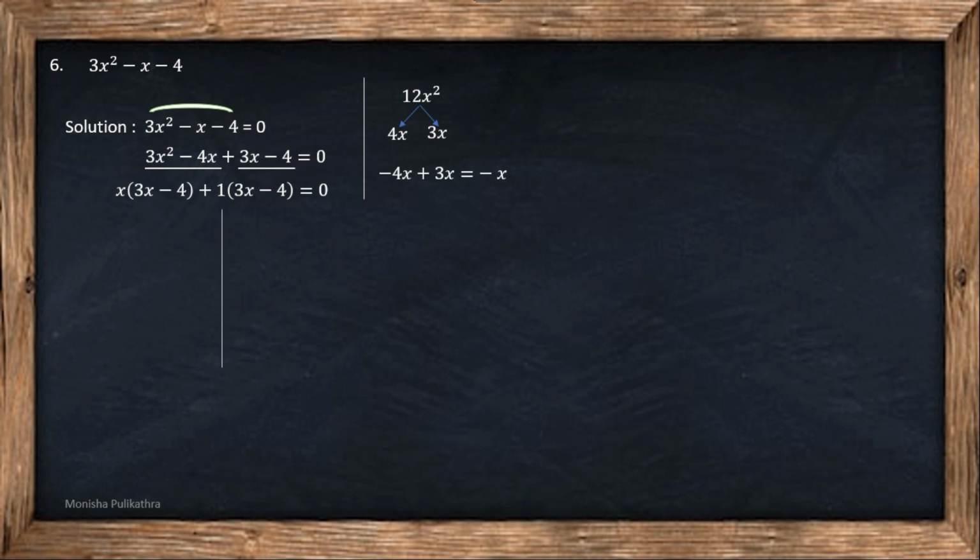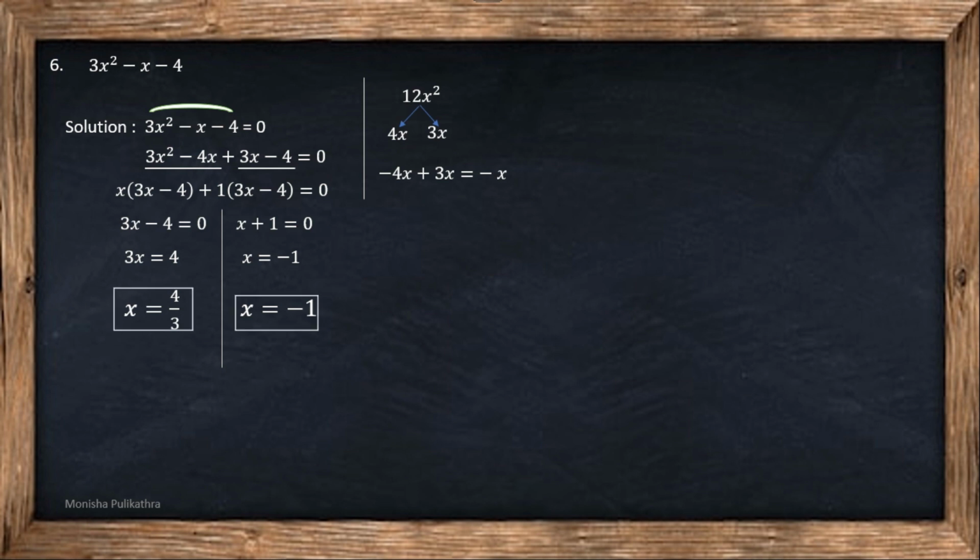Next you have to equate each factor separately to 0. 3x minus 4 is equal to 0 and x plus 1 is equal to 0. So 3x is equal to 4 and x is equal to minus 1. The answer is x is equal to 4 by 3 and x is equal to minus 1. So these are the zeros of the polynomial of the given equation.